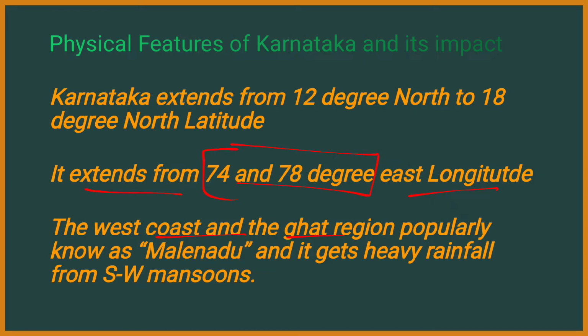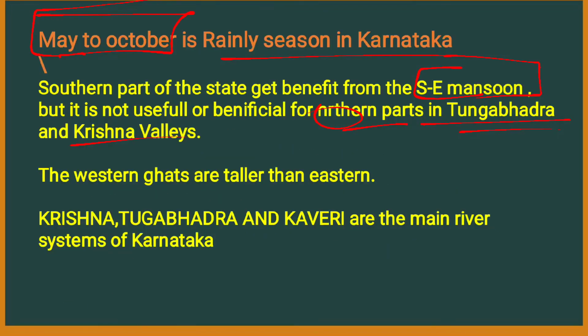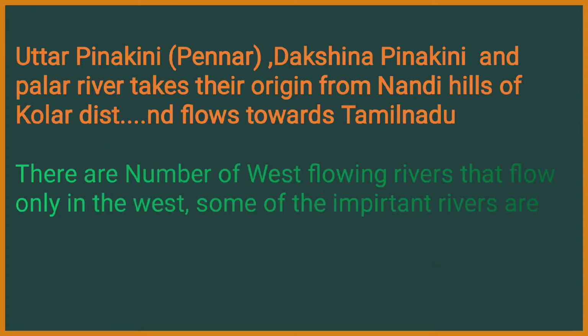The west coast and the Ghat region, popularly known as Malnadu, gets heavy rainfall from southwestern monsoon. The southeastern monsoon benefits the southern region of Karnataka, but it does not benefit the Tungabhadra and Krishna valleys of the northern parts. Krishna, Tungabhadra and Kaveri are the main river systems of Karnataka. As we have seen, Krishna and Tungabhadra are in the northern parts of Karnataka, whereas Kaveri is in the southern part.